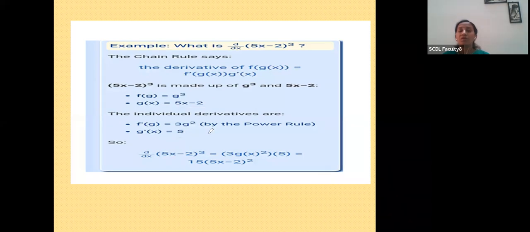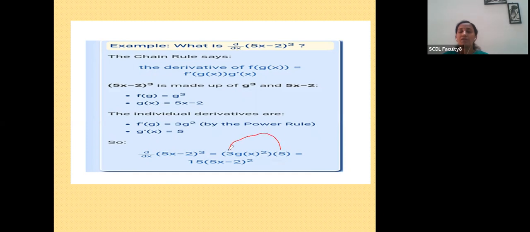Now keep it in our formula. So f dash g of x, f dash g, that is g cube, is nothing but 3g square. So I write here 3g square. Now here they mention g dash of x. So what is our g dash of x? That is nothing but 5. So we write here 5.